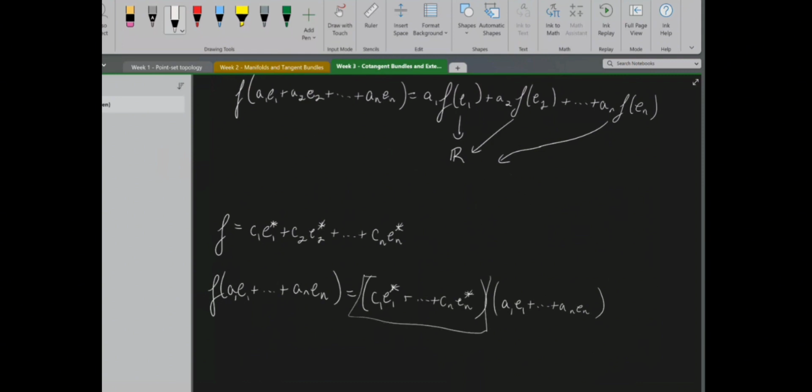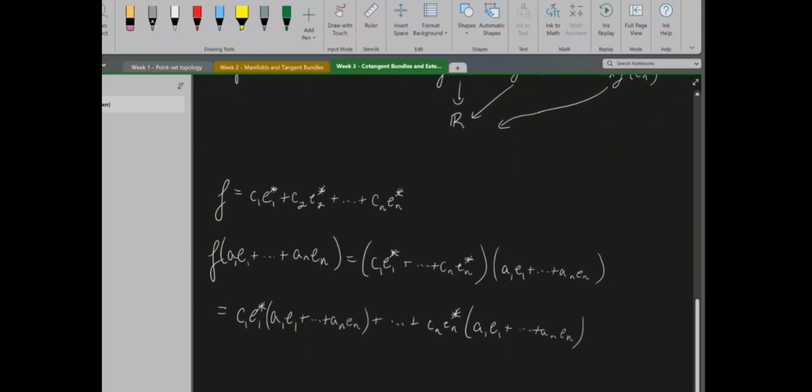But also, because I'm plugging in something into a sum of these cj ej star things, I should be able to just apply this to each one of these e's linearly. So this ends up being equal to c1 e1 star, and then you plug in all of the stuff that you're plugging in over here, a1 e1 plus dot dot dot plus an en, and then you have the second, e2 star, and then so on up through cn en star applied to a1 e1 plus dot dot dot plus an en. Okay.